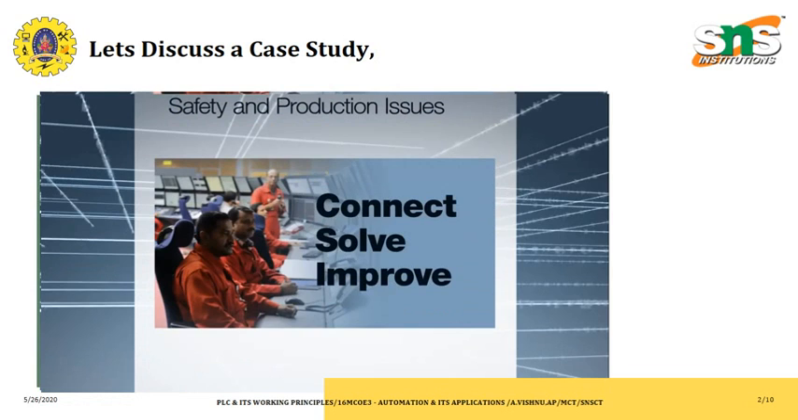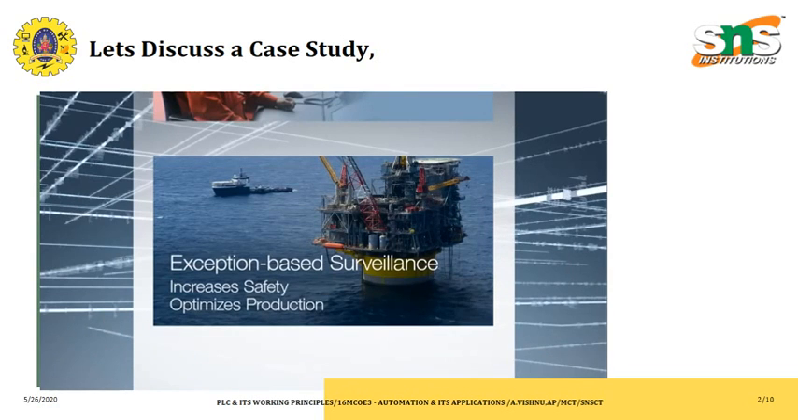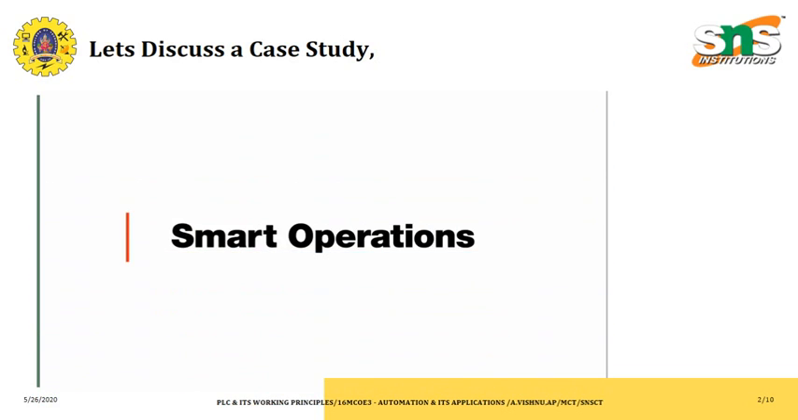Shell uses analytics and collaborative software to connect, improve and solve problems, and it leverages the Honeywell technology to deliver expectation surveillance that increases safety and optimizes production in all aspects. This is what people call smart operation using automation.